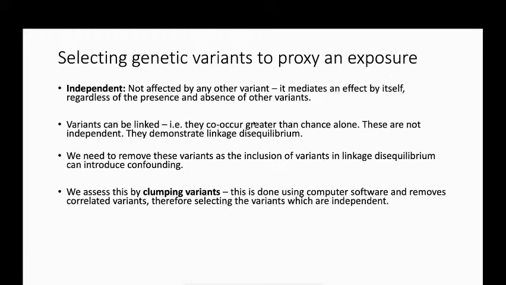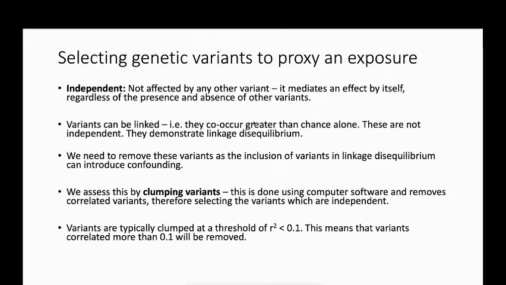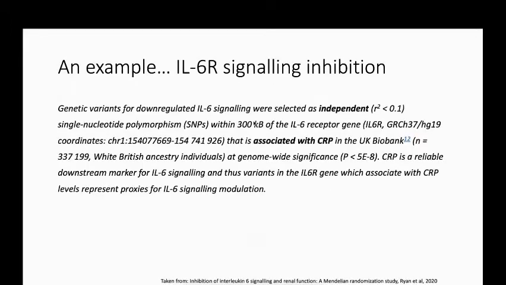We can do this using computer software that removes correlated variants and selects variants that are independent. Again, we can use different thresholds for what we would define as an independent genetic variant. We can use the correlation coefficient between different variants and set a threshold, and variants that meet this threshold can then be removed. Commonly that could be R² less than 0.1, which means that we would remove variants that are correlated more than 0.1.